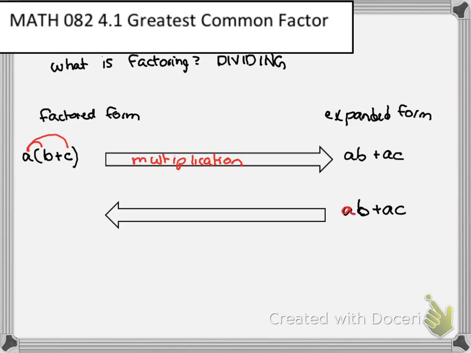They both have an A in common, so we use factoring, which is really division, to factor out what they have in common and to arrive at the factored form, which of course would look something like A times the quantity B plus C. Just to reiterate, this is the process that we did in chapter 3. This is what we'll be doing in chapter 4.